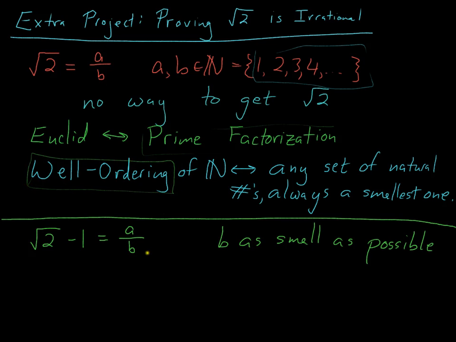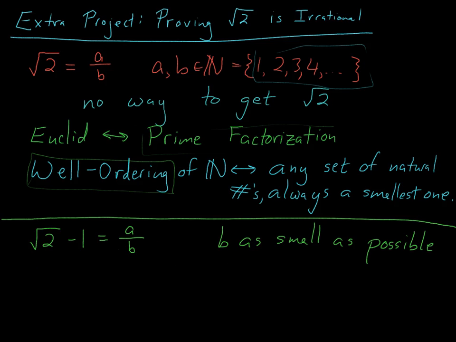I don't have to know anything about factoring. I don't have to know about dividing or putting a fraction in lowest terms. If I can write this as a fraction, because of this well-ordering of the natural numbers, there has to be a fraction that has the smallest possible denominator. So I'm just saying, since the natural numbers are well ordered, I want to write this as a fraction, and I want the denominator as small as possible.